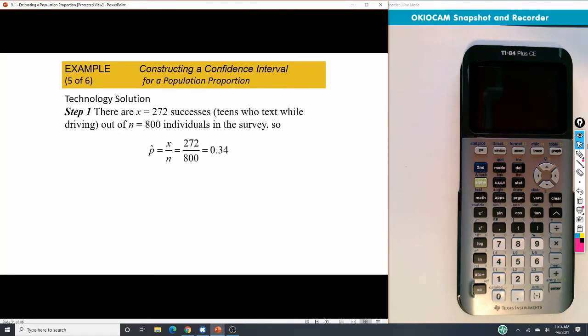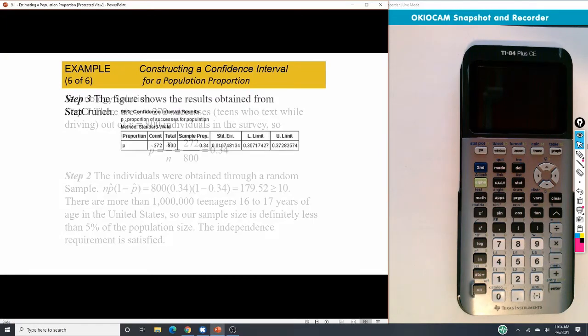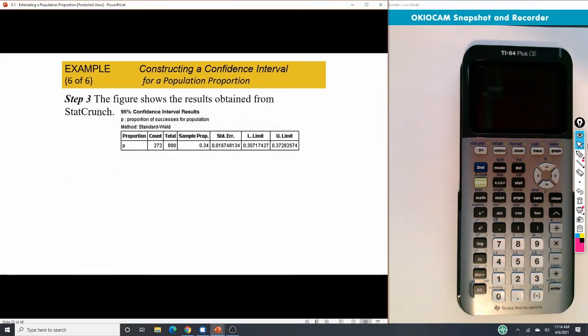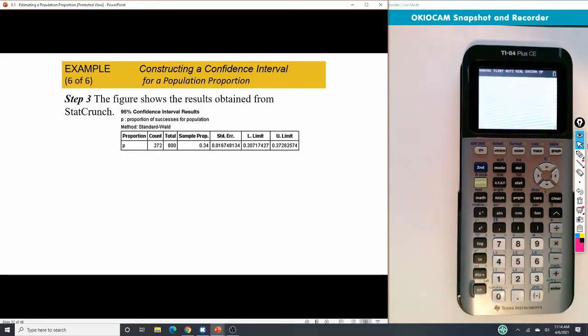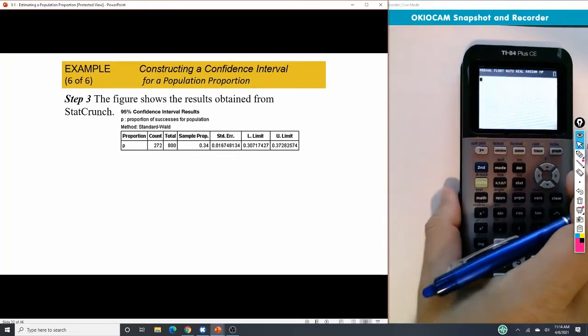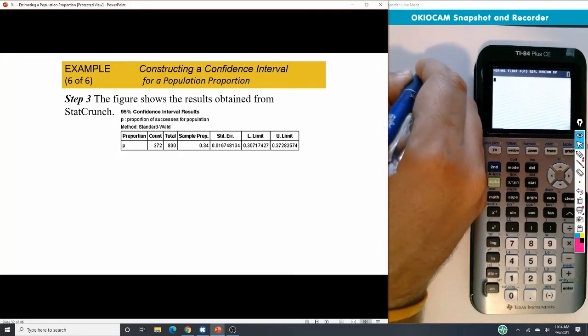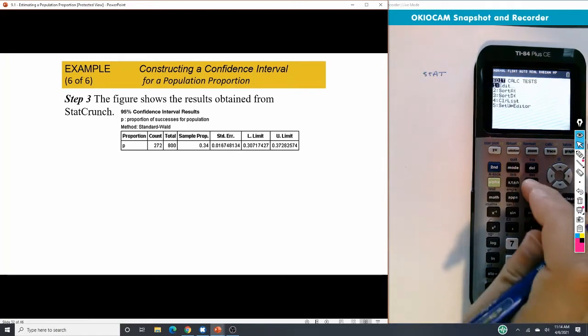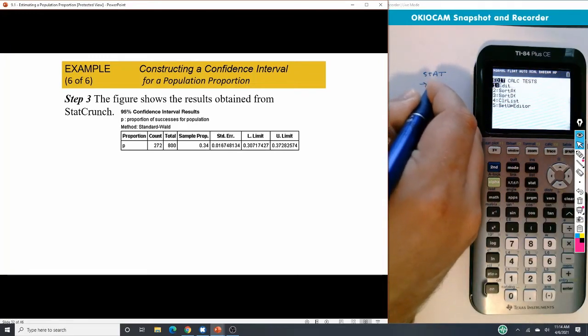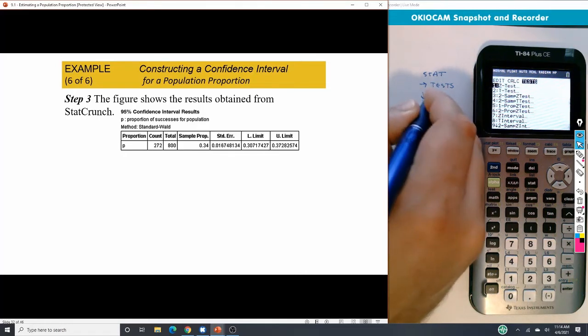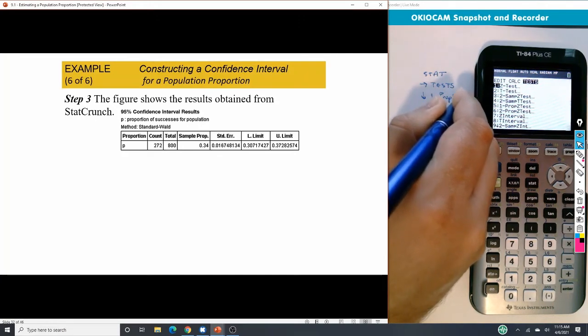Okay. All right, now what about technology? Now they go through and do this using StatCrunch, sorry, for those. And so we're not using StatCrunch. We're going to use the calculator over here. And so let's look at how we can get our calculator to do this piece for us. Okay. All right, so the first thing we're going to do is go to Stat. So we need to select Stat, and then we're going to move over to Tests. Now we're going to go down until we find 1-PropZInt.